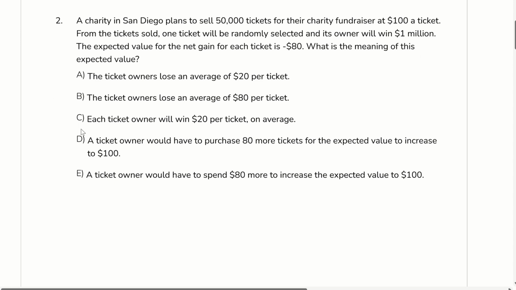Okay, so that's exactly what they're talking about. So in this case, after many, many times of many, many tickets randomly selected, we would expect to lose an average of $80. So it says the ticket owners lose an average of $20 per ticket. No, that's $80. Ticket owner loses an average of $80 per ticket. That sounds right. They won't win. They would have to purchase 80 more tickets for the expected values to increase to 100. No, that's not correct. So the answer is B. On average of $80 per ticket. Again, after you do this many, many times.